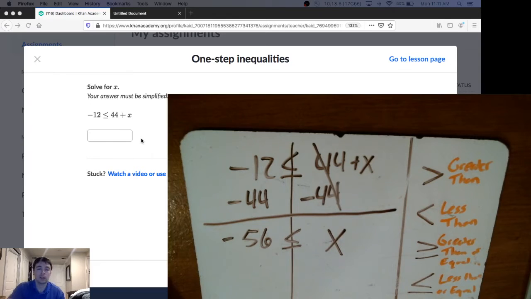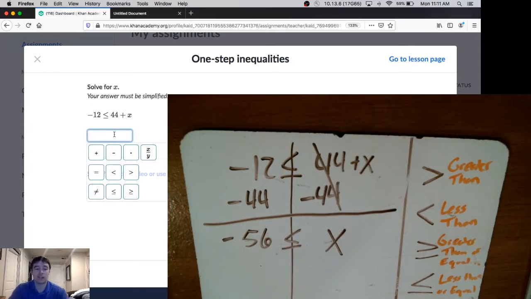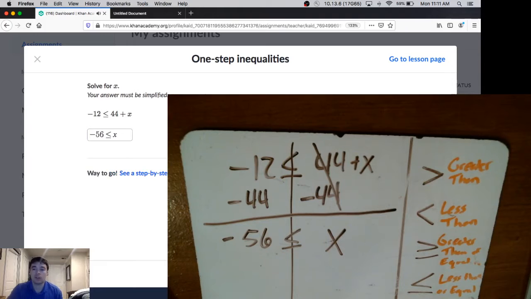I'm going to go ahead and plug that in for my inequality here. It says negative 56, and I'm going to use the less than or equal symbol. Now I'm going to plug in my x, and we're all set.